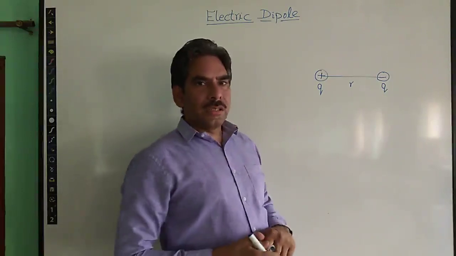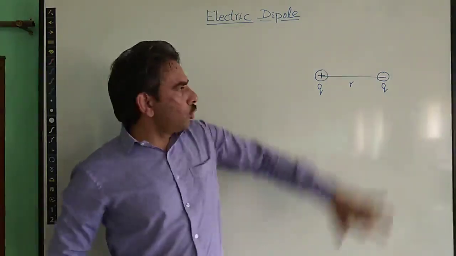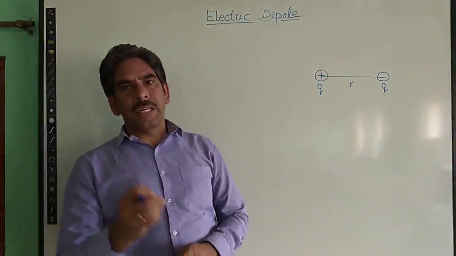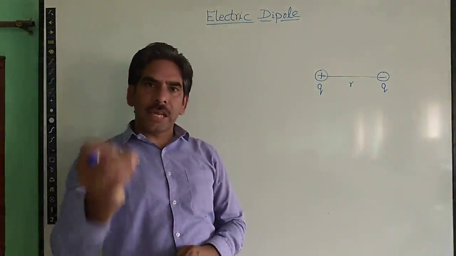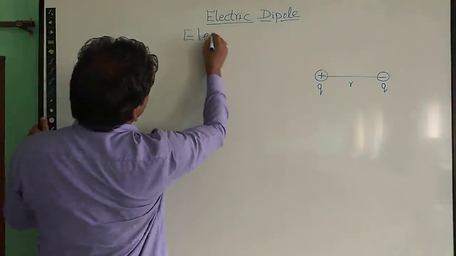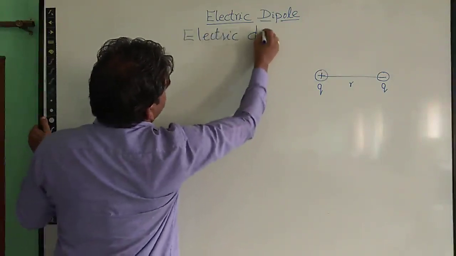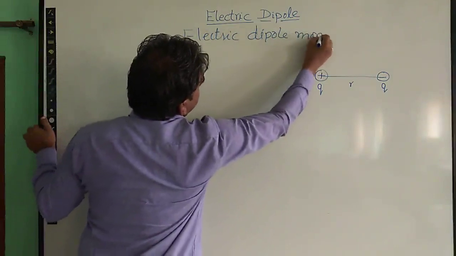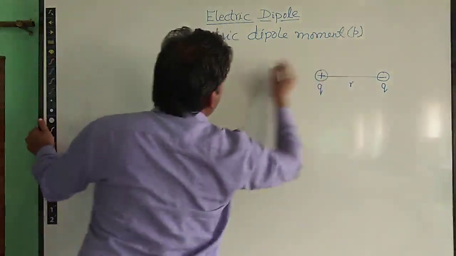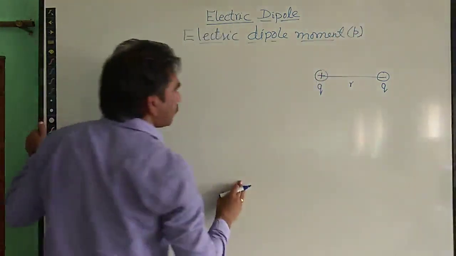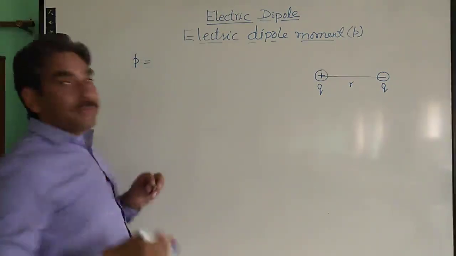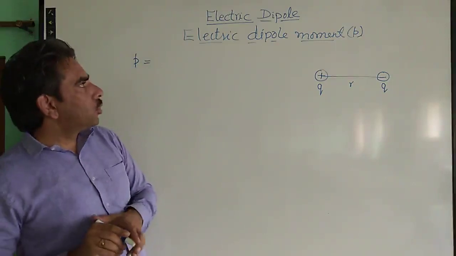For convenience of finding the electric field due to this electric dipole at any point, we need to define a very important term which is called electric dipole moment. So what is an electric dipole moment? Electric dipole moment, which is represented by small letter p by convention.